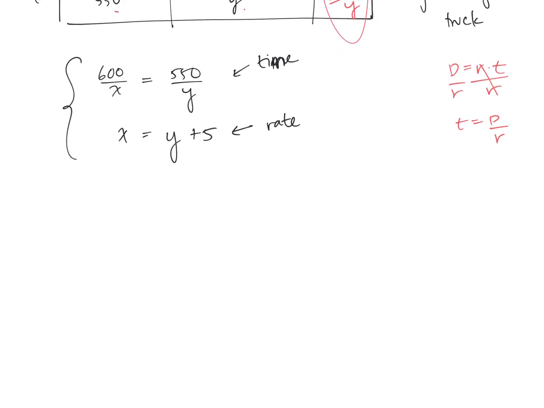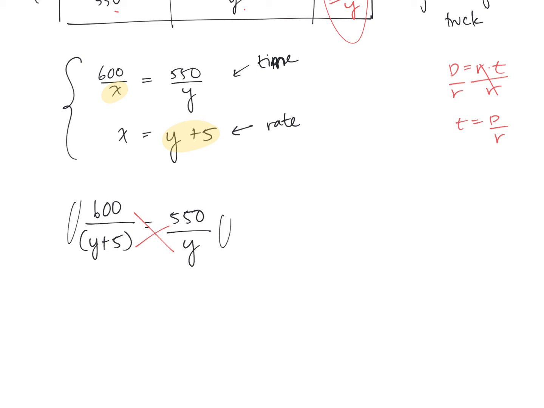I am going to use substitution because this is set up for substitution. Let's go ahead and I'll substitute x is equal to y plus 5. So 600 divided by y plus 5 equals 550 divided by y. Well, since this is an equation and I have two fractions equal to each other, I'll use the cross multiplication property. So multiplying, I have 550 times the y plus 5 equals 600 times y.